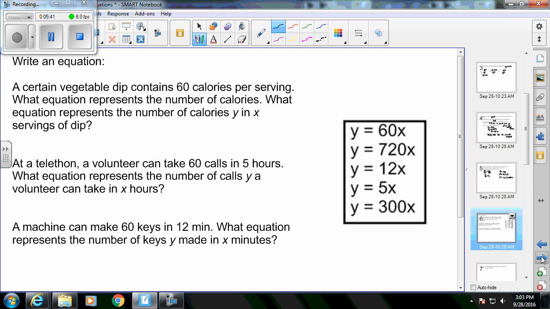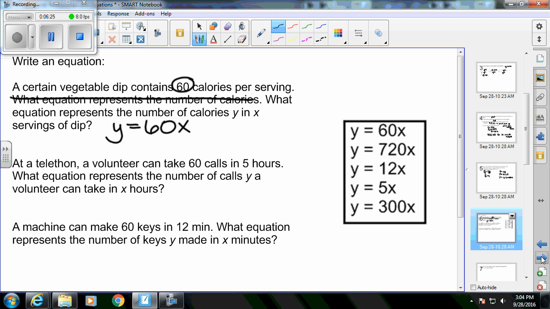For the next set of slides, they want us to write an equation. A certain veggie dip contains 60 calories per serving. What equation represents the number of calories y in x servings of dip? So, 60 calories per serving, so y equals 60x. y represents the number of calories, x represents the number of servings, so y equals 60x.